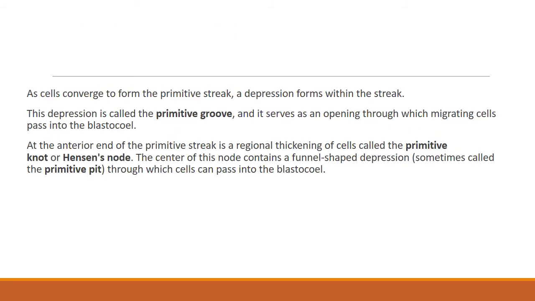As cells converge to form the primitive streak, a depression forms within the streak. This depression is what we call the primitive groove, and it serves as an opening through which migrating cells pass into the blastocoel. At the anterior end of the primitive streak is a regional thickening of the cells called the primitive knot or Hensen's node. The center of this node contains a funnel-shaped depression, sometimes called the primitive pit, through which cells can pass into the blastocoel.